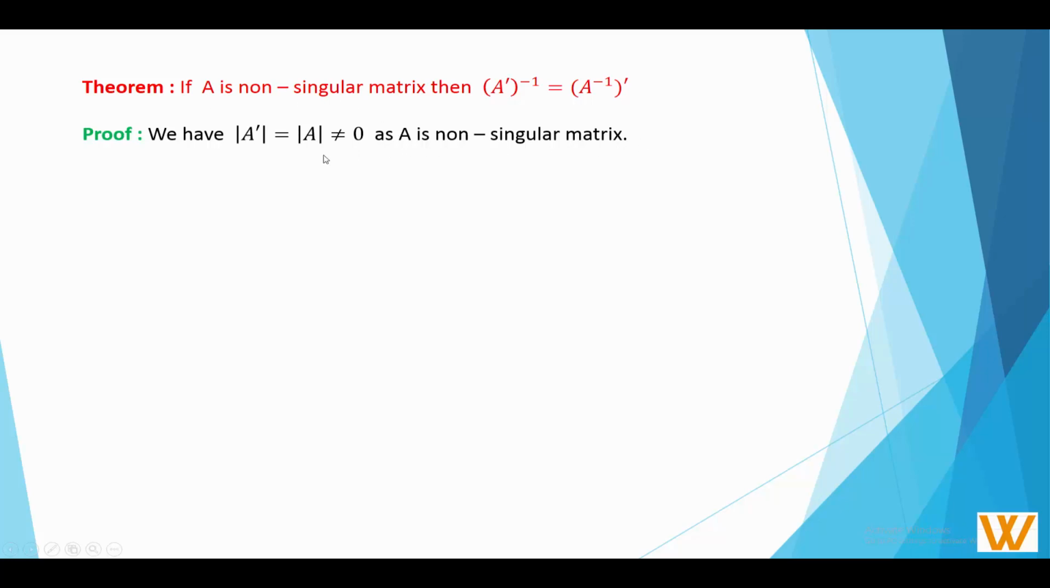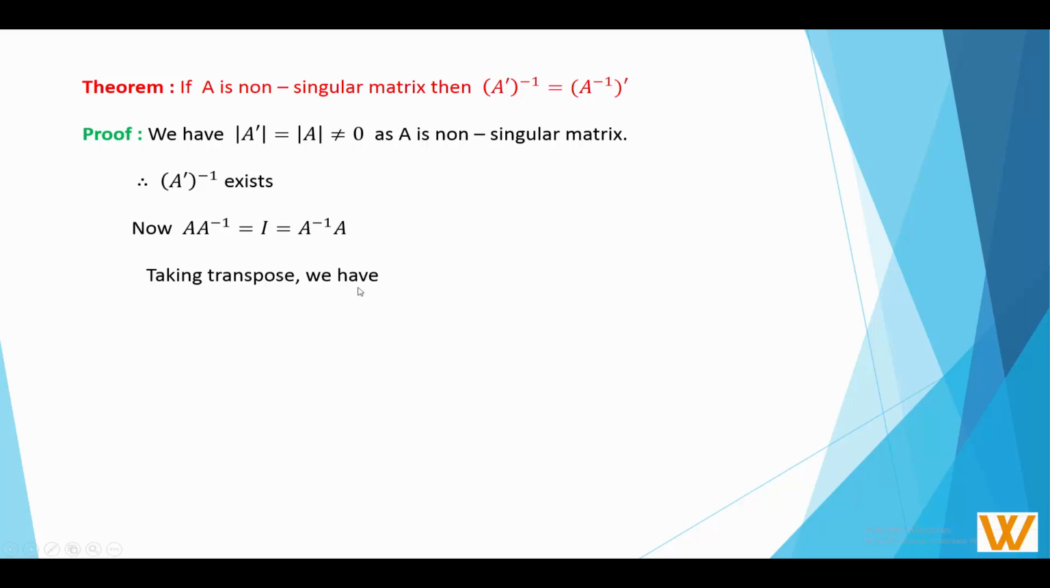Given A is non-singular, so determinant A is not equal to 0, and determinant A and determinant A dash are equal. Therefore, inverse of A dash exists. A dash is a non-singular matrix, so A dash inverse exists. Now we know A into A inverse equals A inverse into A equals I.